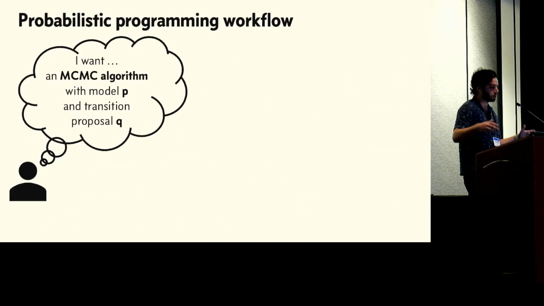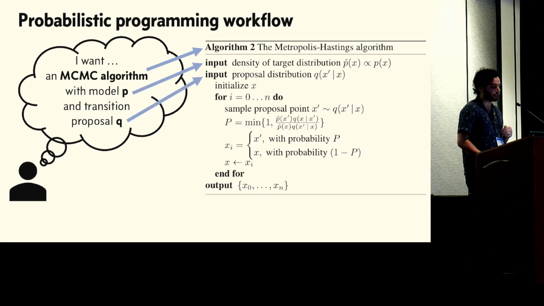So the user's ultimate goal in probabilistic programming is often to implement some algorithm for probabilistic reasoning, like MCMC. These algorithms are parameterized by one or more probability distributions, and usually the user has some idea of what distributions they want to use.